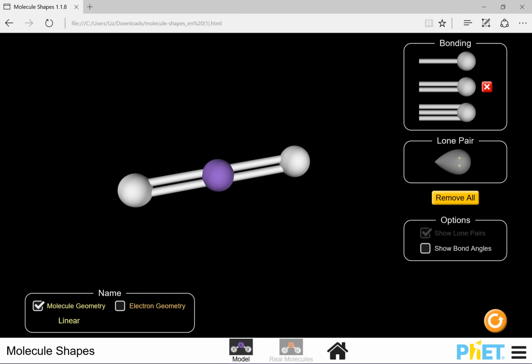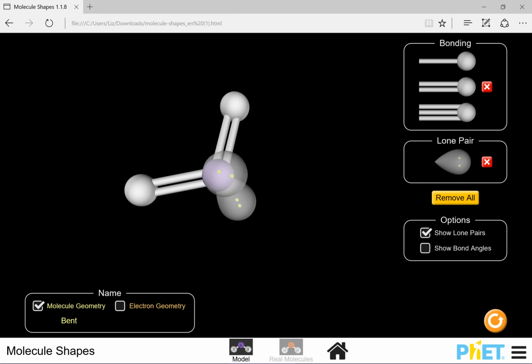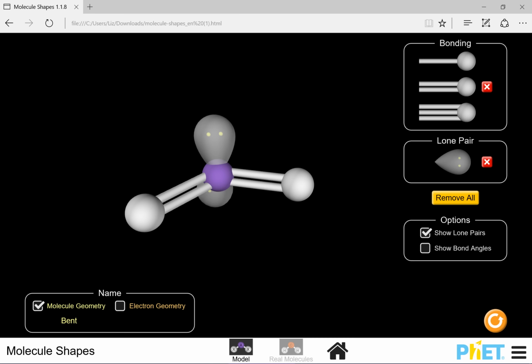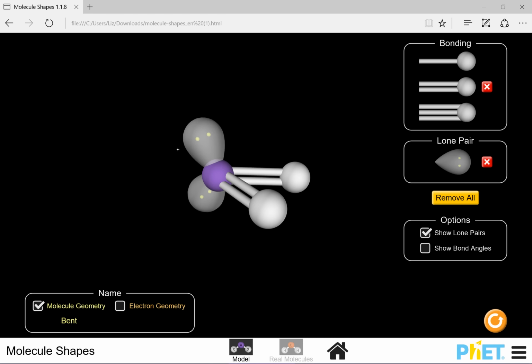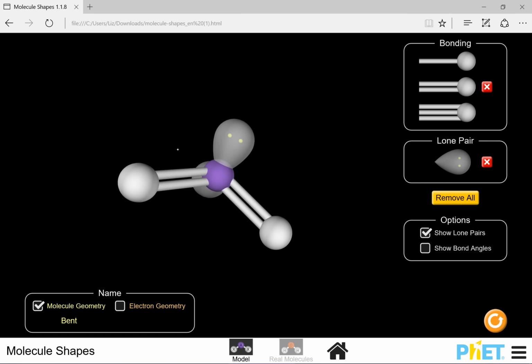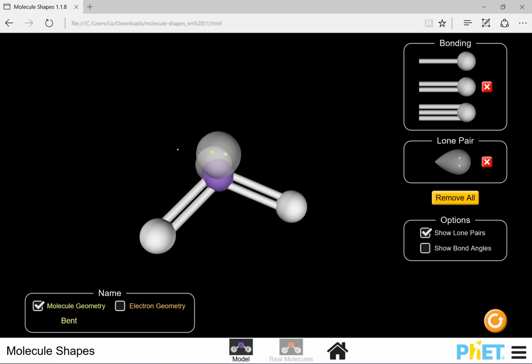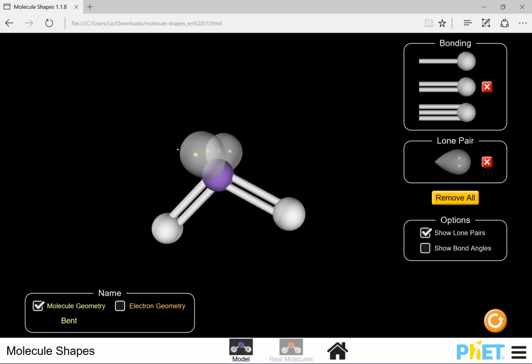This lone pair thing is where I can put on electrons. So do you see the teeny tiny dots in there, those yellow things? Those are the dots. When I put them on, that has pushed the bonds away, and now this looks bent. It's no longer a nice neat straight line. It looks like that upside down V shape of a bent molecule.